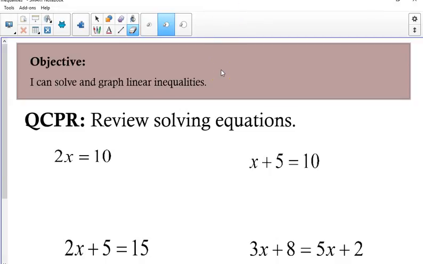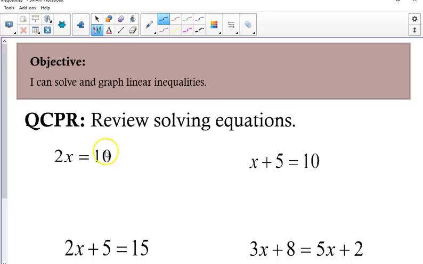Hello and welcome back. We're going to continue on our linear inequalities. We're going to start solving right now. And the thing about solving inequalities is it's very similar to solving equations. So I thought we should take a quick review of solving equations.